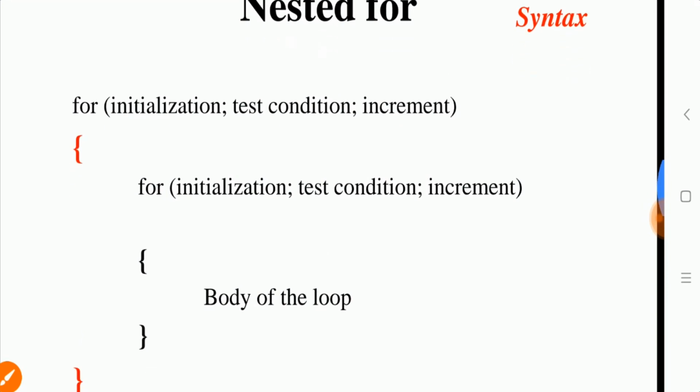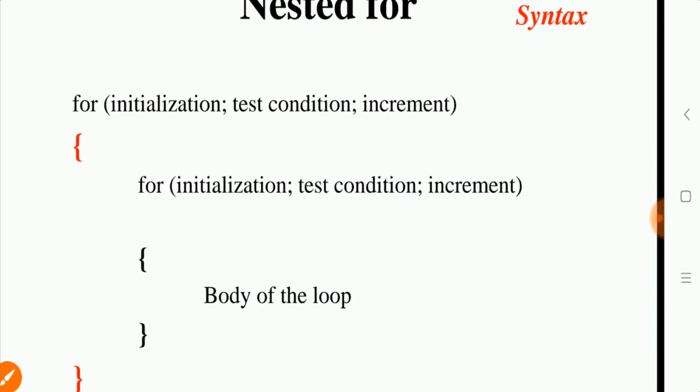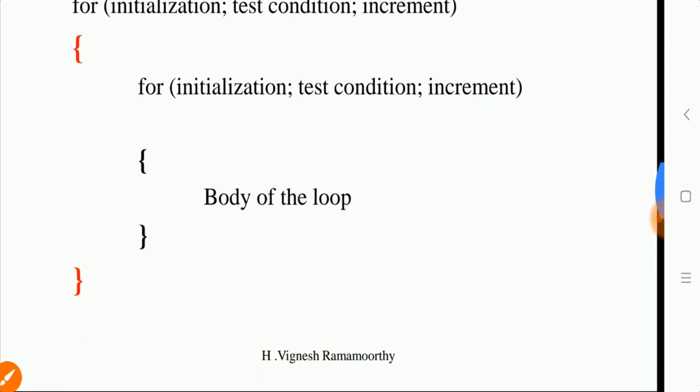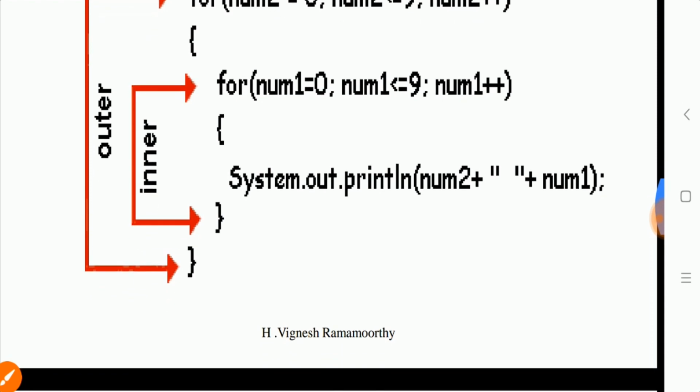And next comes nested for. Nesting of loops is having a loop inside another loop. This is called nesting. Similarly in for, we have a for loop inside another for loop. So two for loops here, the outer loop and the inner loop. This is the example. The outer loop: num2 is 0, num2 is less than or equal to 9, num2 is incremented. And the inner loop: for num1 equal to 0, num1 is less than or equal to 9, num1 plus plus, System.out.println. This is an example for nesting of loops.